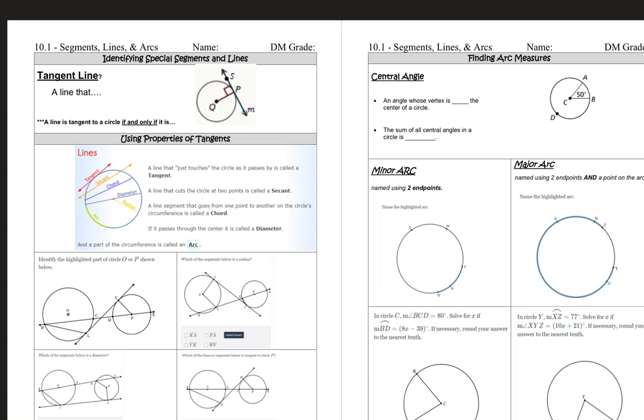Okay, welcome back, kiddos. Now we are moving on to 10.1, and we're going to talk about special segments, lines, and arcs in circles. So let's get right into it.